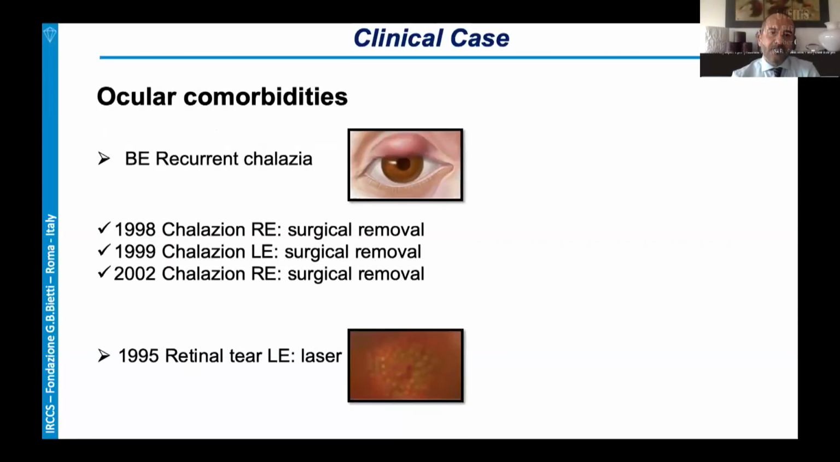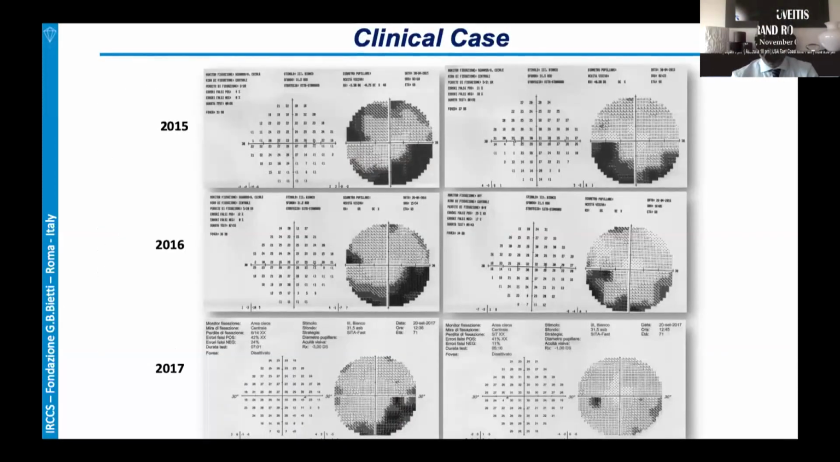Be careful that in all these years, the patient had other ocular comorbidities like recurrent chalazia in both eyes, and he also received different surgeries for chalazia. And in 1995, also laser treatment for the retinal tear in the left eye, the other eye. These are the visual field changes in both eyes between 2015 and 2017, with mild progressive improvement of the visual field in both eyes.